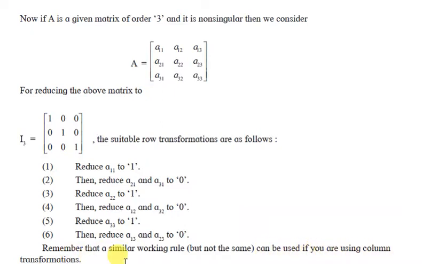In column transformations we are going to use the equation A inverse into A is equal to I. So if the equation changes, then we have to change the steps a little with respect to columns. So now, for finding the inverse matrix by using transformations, the basic points are done. Now we are moving to the examples one by one.